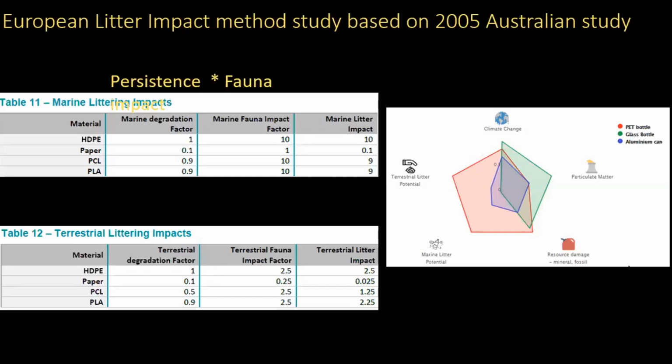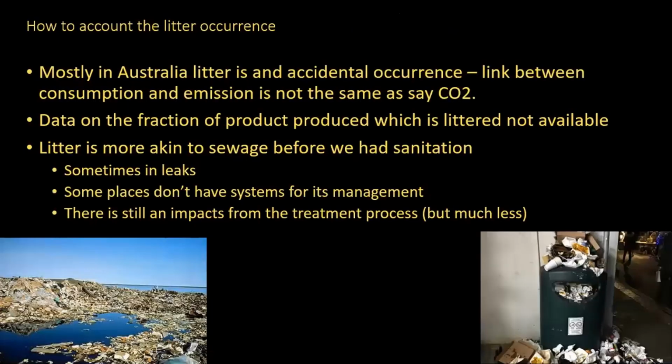The other really big challenge here is how you actually determine how much is littered, because it's very hard to relate, if we produce 1 million bottles of water, what percentage of those bottles actually end up in the litter stream in a given geography. So mostly in Australia, litter is like an accidental occurrence. So it's not like measuring the CO2 from something. No one reports that they littered this amount, because it's normally an accidental activity.